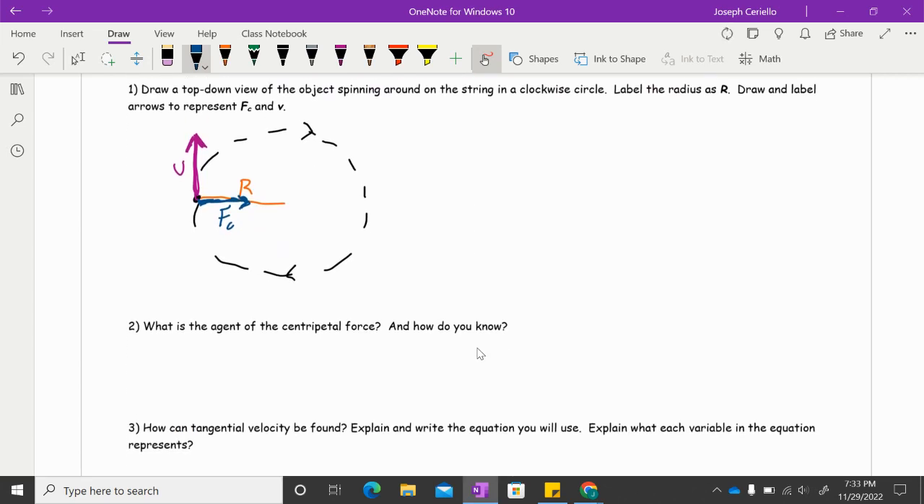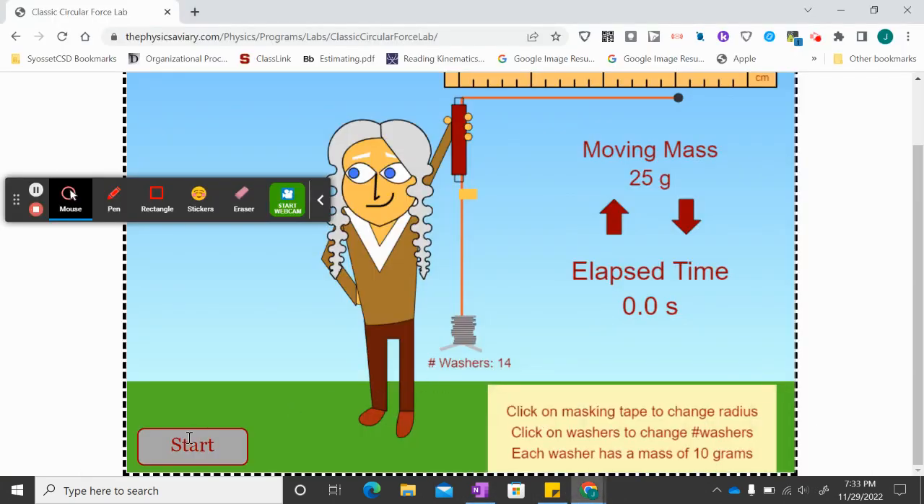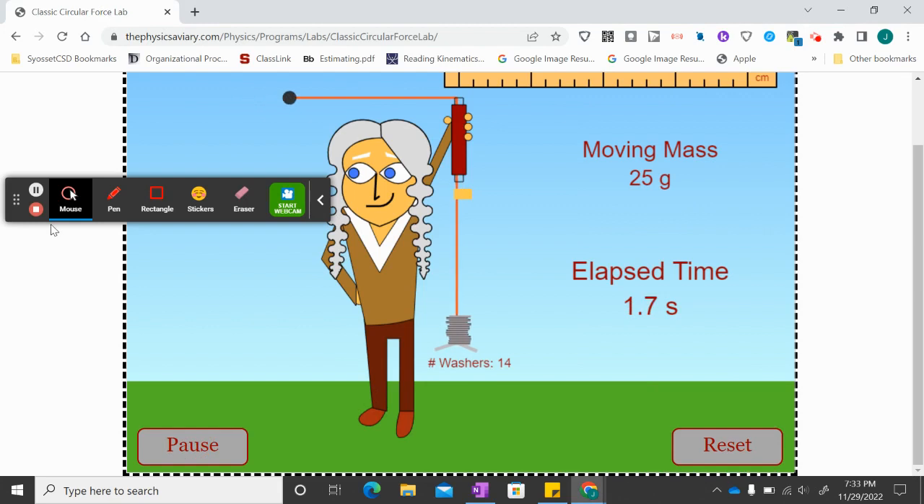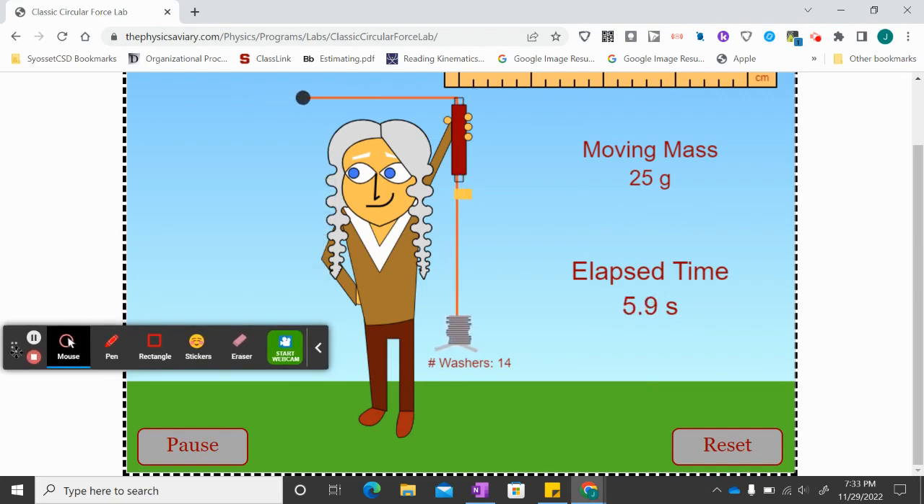So what's the agent of the centripetal force here? What is the thing that is keeping the object moving in a circle? So if I hit start here, we can see this object moving in a circle. So what's actually keeping it in the circle? You might say gravity, but gravity doesn't point towards the middle of the circle. If I were to pause it for just a moment, the pause is a little bit delayed on this simulation.